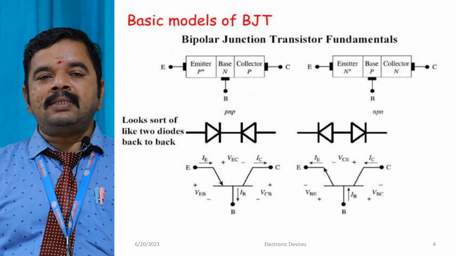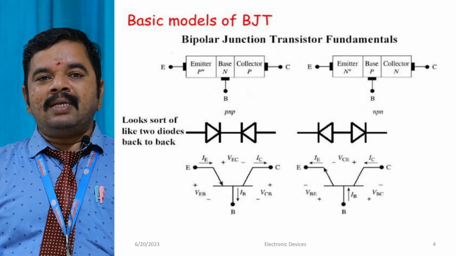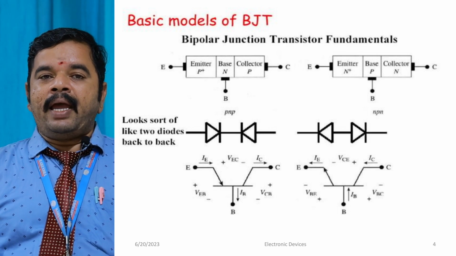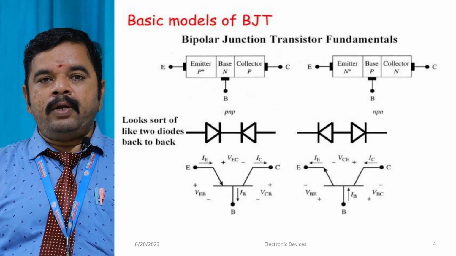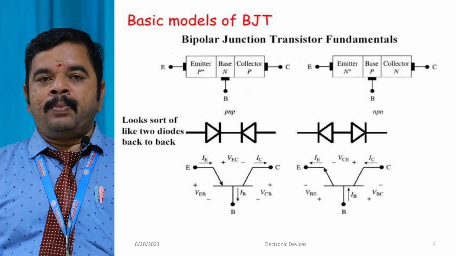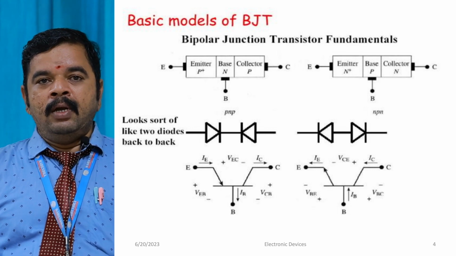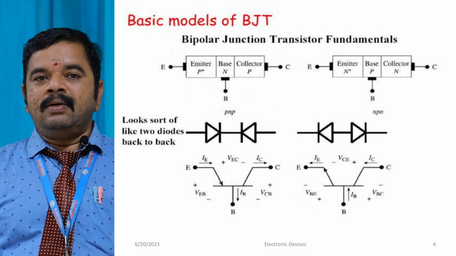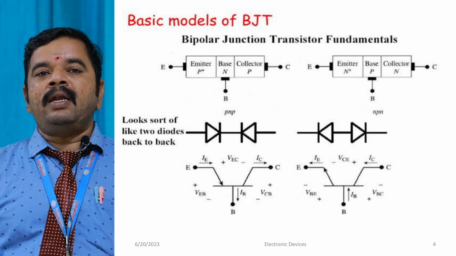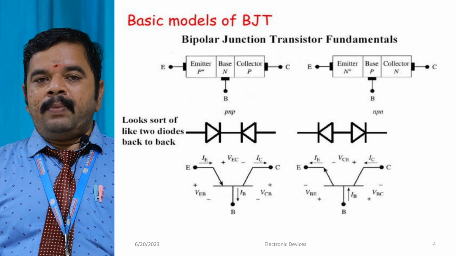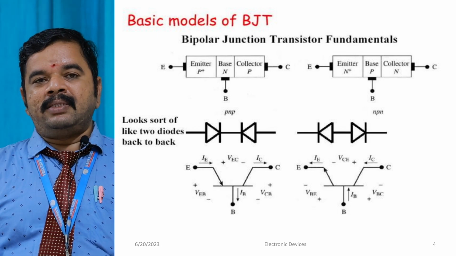In the NPN transistor we have three terminals: emitter, base and collector. The emitter is heavily doped, the base is lightly doped and the collector is moderately doped. What does doping mean? Adding impurity to a pure semiconductor is called doping. In the NPN transistor the emitter arrow direction is outwards, and in the PNP transistor the emitter arrow direction is inwards. That is the difference between the NPN transistor and the PNP transistor.